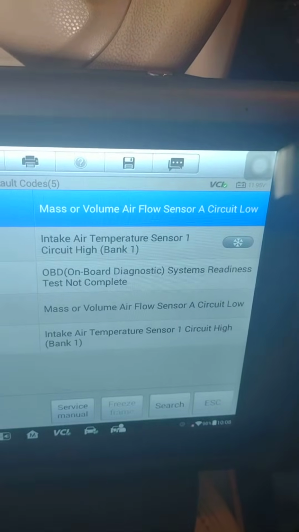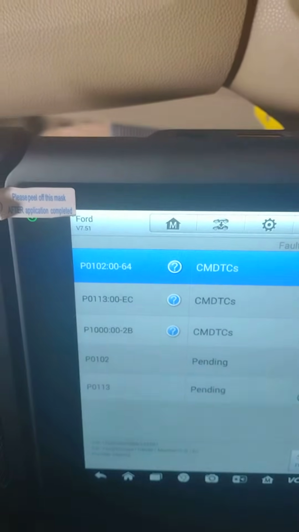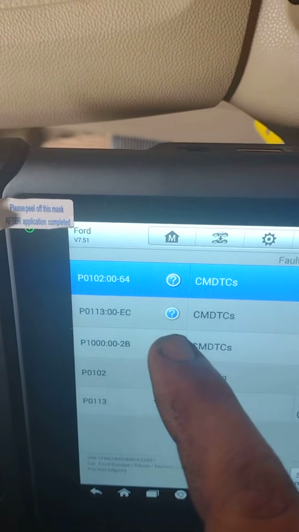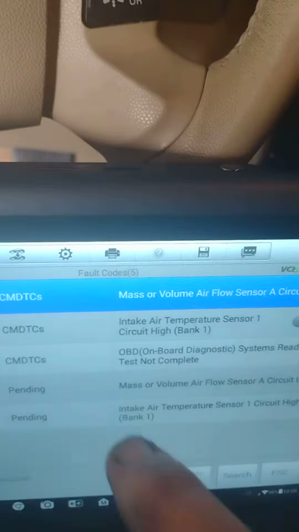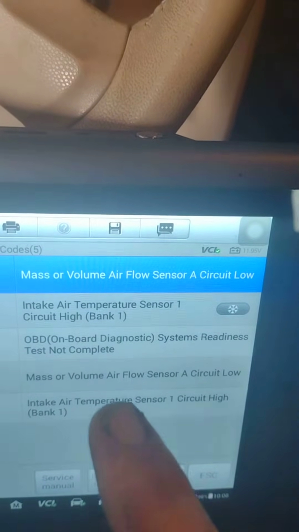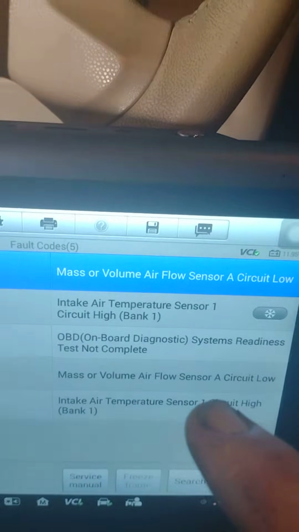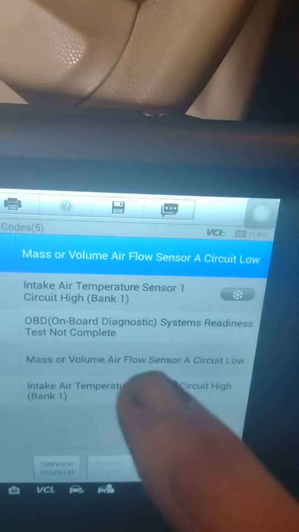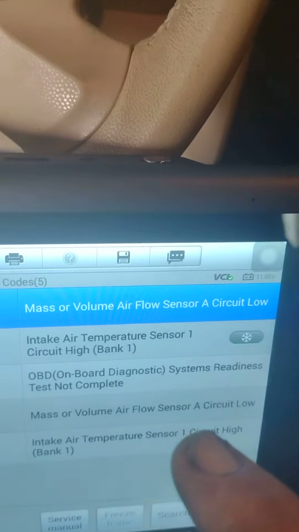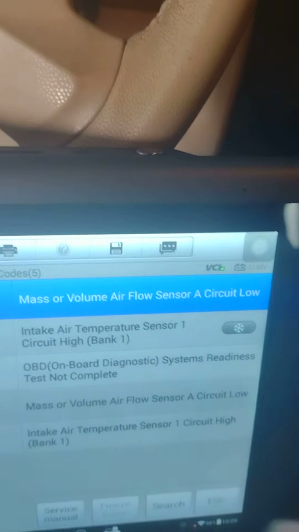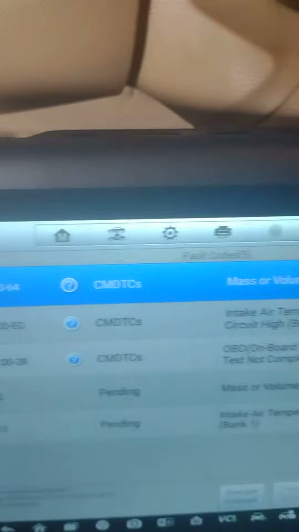because I put my scanner machine when the ignition is on. So we're not worried about this one. Also, I'm not worried about the P0102 because I know what it is: I disconnected the wire harness for the mass airflow sensor, so the code is still on. The P0102 means mass airflow sensor circuit low. I know what it is, I disconnected the wire harness for the mass airflow sensor.